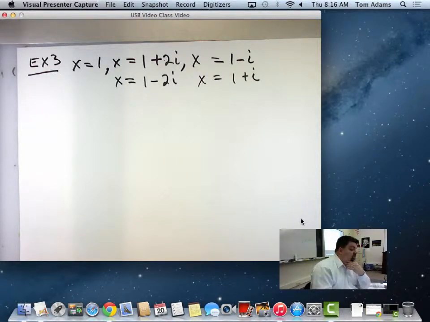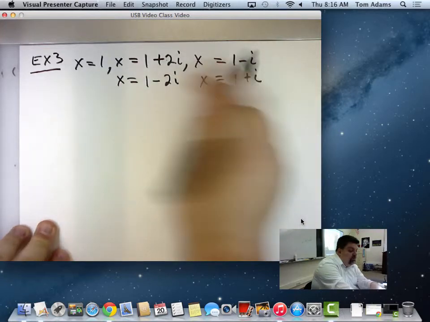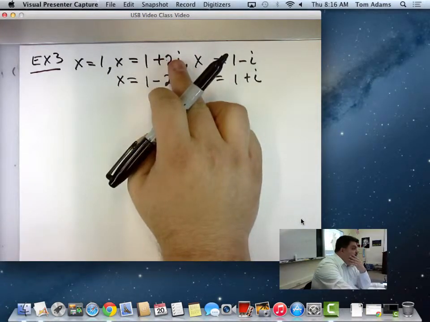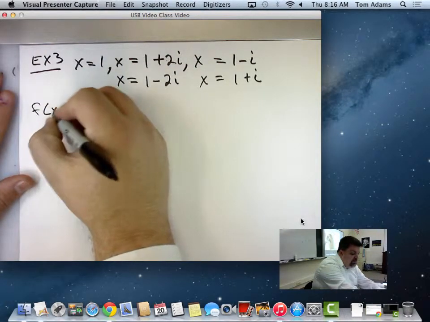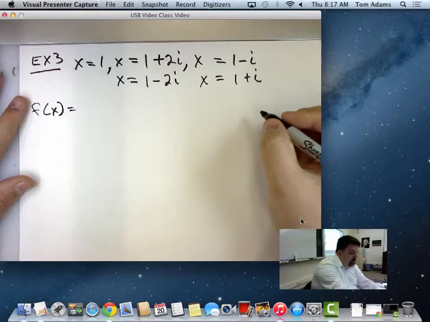There's 5. So what degree polynomial would you expect this to be? How many x equals statements do you see up there? 5. Now they only gave us the first 3, but remember, complex numbers travel in pairs, and those pairs are conjugates.